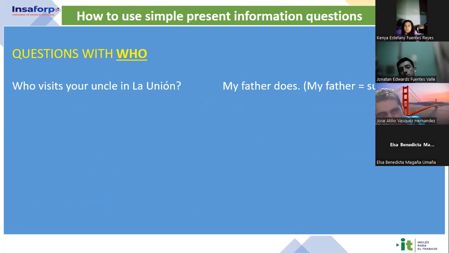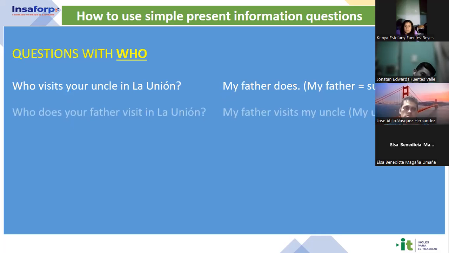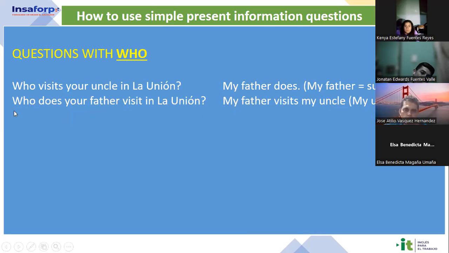Okay. When I use a question with who, right, I copy the subject, who, and visits the verb. So, who visits your uncle? ¿Quién es el que visita a tu tío? ¿Quién es esa persona? Yo no sé quién es el que visita a tu tío. ¿Quién realiza esa visita? My father. So, in this case, my father is the subject. ¿Quién es el que realiza la acción? My father. Él es el visitador. Right? Good. Ahora vamos a ver cómo es la cosa cuando ya le ponemos el auxiliar.